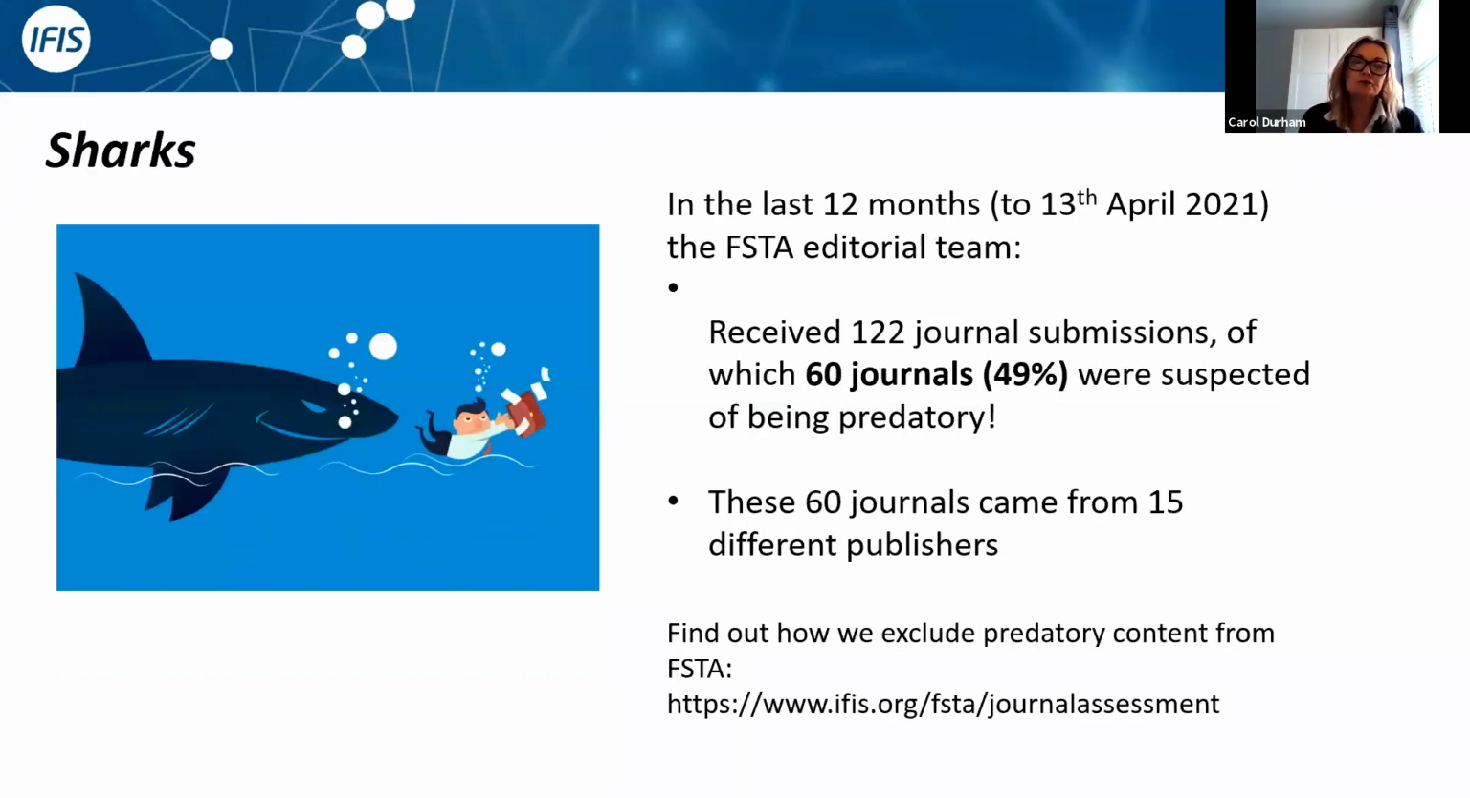So the FSTA editorial team actually exclude predatory content from FSTA. And in the last 12 months, so the period up to the 13th of April this year, the FSTA editorial team received 122 journal submissions, of which 60 journals were suspected of being from predatory publishers. So that's nearly 50%. And of these 60 journals, they came from 15 different publishers. So it's a big deal.